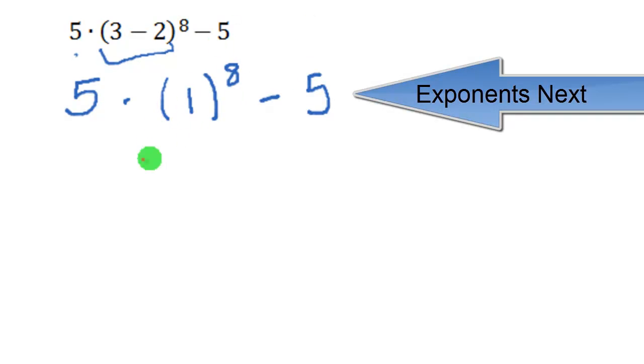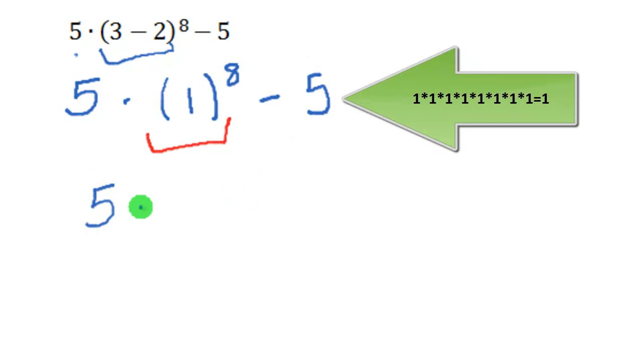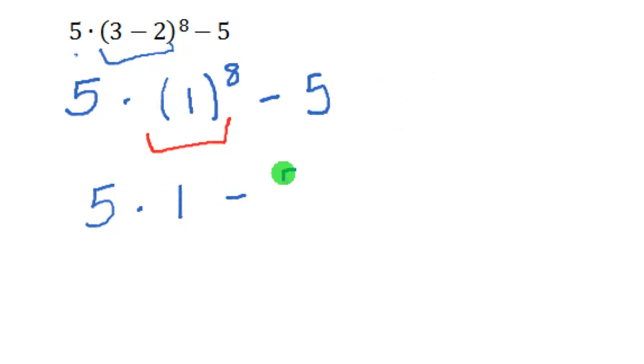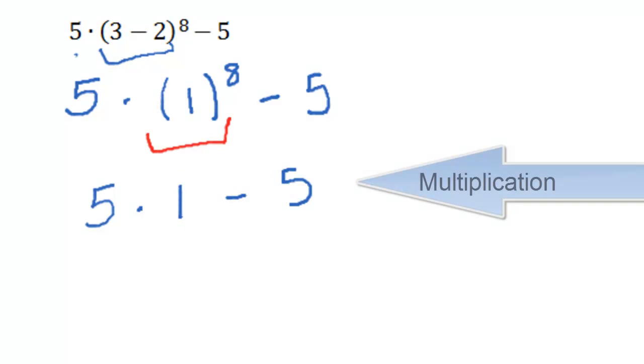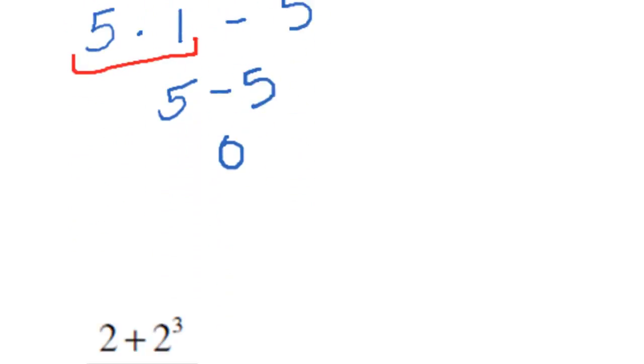Now our exponent is going to come next, and that 8 goes just with that base of 1. So you're going to take 1 to the 8th power, and you know 1 times itself 8 times is just 1. Next, we're going to do a multiplication. 5 times 1 is 5. And finally, we're going to do our subtraction, 5 minus 5, which is 0.